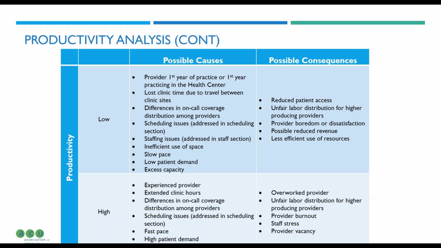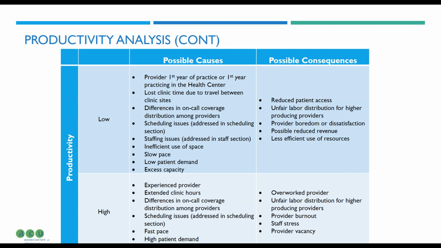Another way to look at this is this grid, which is productivity on the left-hand side with low and high, and then on the top, possible causes, but possible consequences too. So for the low productivity, the causes could be a new provider. They're in their first year of practice or their first year at your health center.